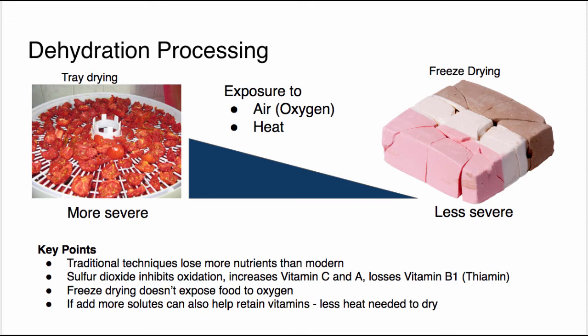Sometimes sulfur dioxide is used to inhibit the oxidation that can happen upon exposure to air. So therefore, it increases the amount of vitamin C, A, but it does mean that you do lose a bit of vitamin B1 because this decreases in the presence of sulfur dioxide. So it's mostly recommended for foods that are not a good source of vitamin B1 to be using sulfur dioxide. When you're freeze drying, you're not exposing food products to oxygen, which makes it a much more nutrient-rich dehydration process.